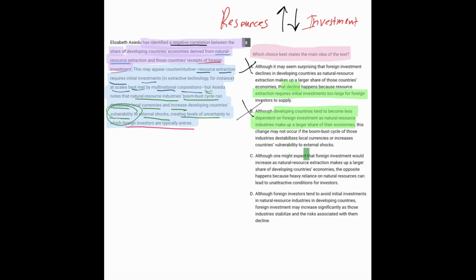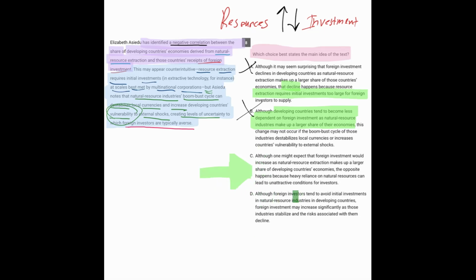C. Although one might expect that foreign investment would increase as natural resource extraction makes up a larger share of the economy, the opposite happens because heavy reliance on natural resources can lead to unattractive conditions for investors. That's exactly what we said in our own words when we read it. So that sounds pretty good.